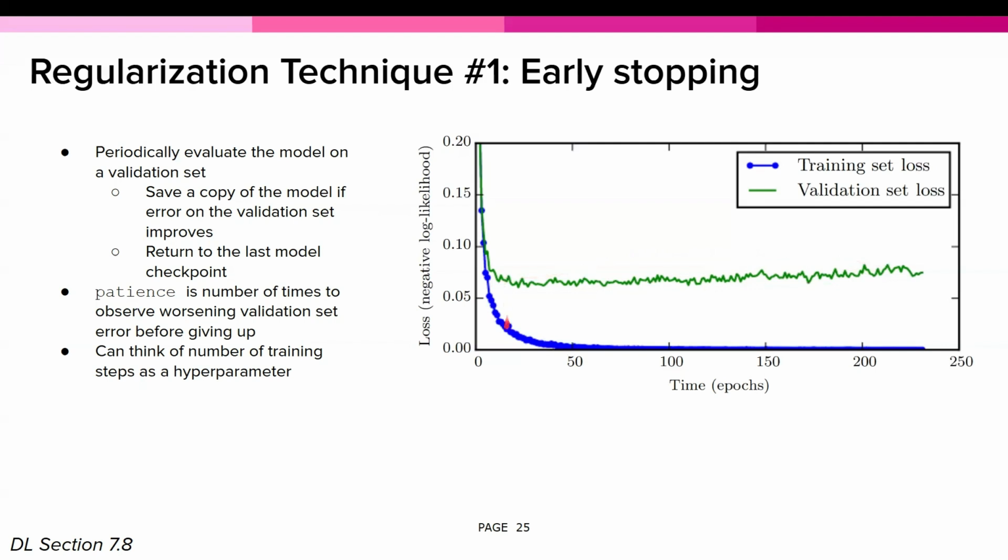And so noticing this has motivated a technique called early stopping. What we do here is we set aside a separate validation set, and then periodically evaluate the model on that validation set. And then we're going to save a copy of the model every time the error on the validation set improves. And then when the training algorithm terminates, we're just going to return to that last saved copy.